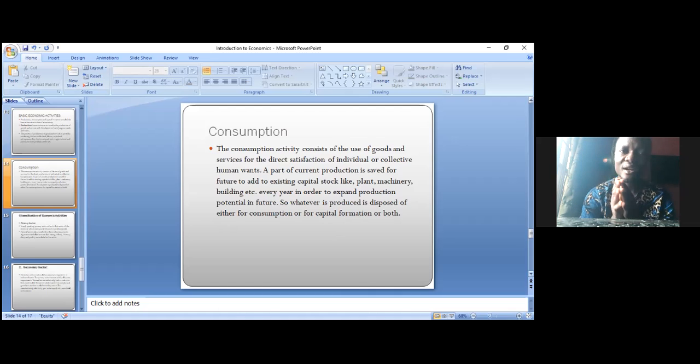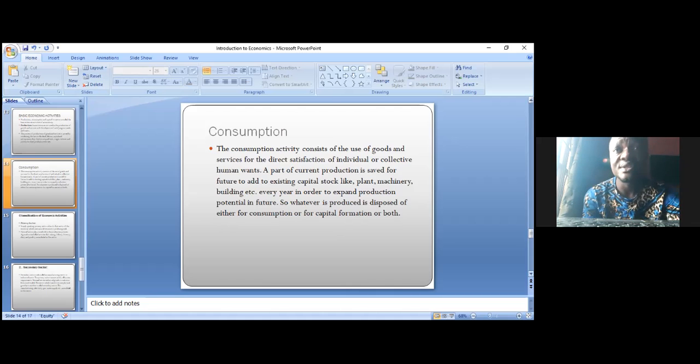How do you buy a car if you are not saving? How do you build a house if you are not saving? You have to save from what you are producing. That means the nation has to save from their capital, from their production.